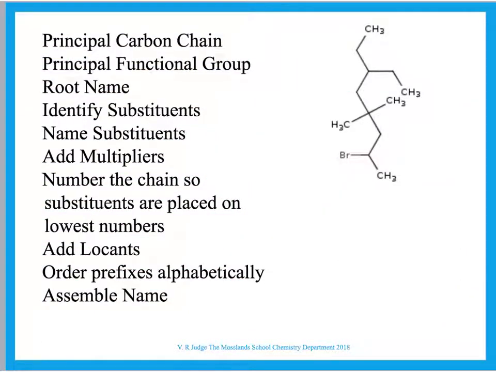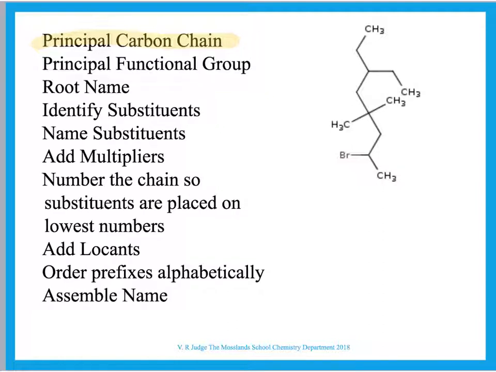Okay, so here's a second example, and I've used a skeletal formula this time, or mainly skeletal, just to show you how you would name a different type of compound. So again, with this one, the first thing we want to do is identify the principal carbon chain. That's the longest chain of carbons joined together.